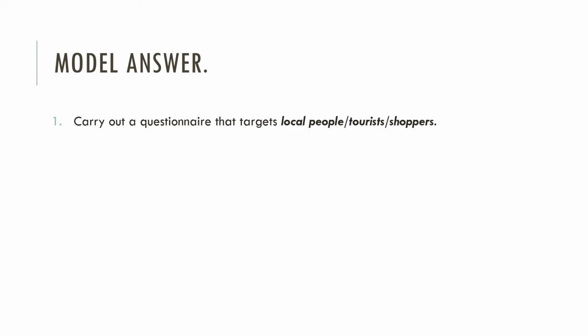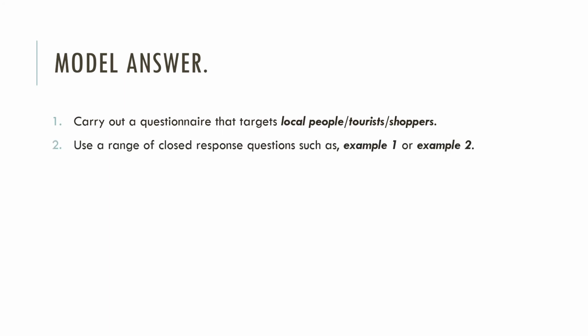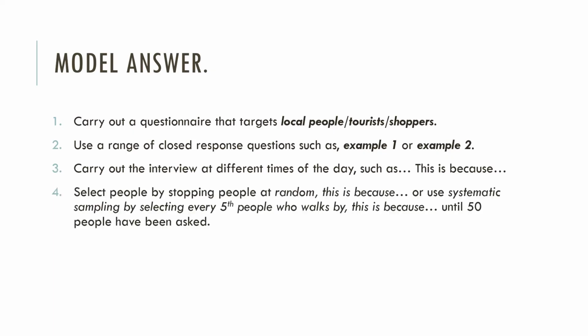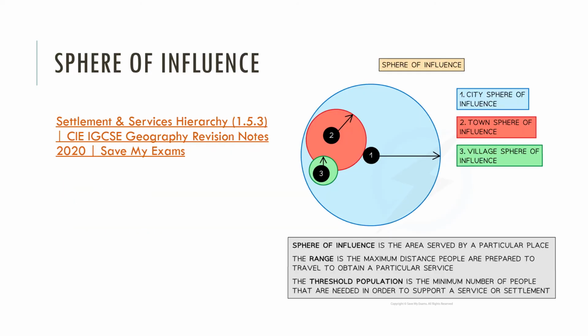So a model answer would be, you would carry out a questionnaire that targets whatever your hypothesis suggests. I put some ideas there for you. You would use a range of closed response questions such as, and it's good to always put some questions that you would ask. And you would mention that you would carry out the interview at different times of the day, and then you might talk about how you would go about selecting people to answer your questionnaire. So you could mention the types of sampling technique. Even if it's not in the mark scheme, it's always good to know, because some years, as you've seen there, it is.